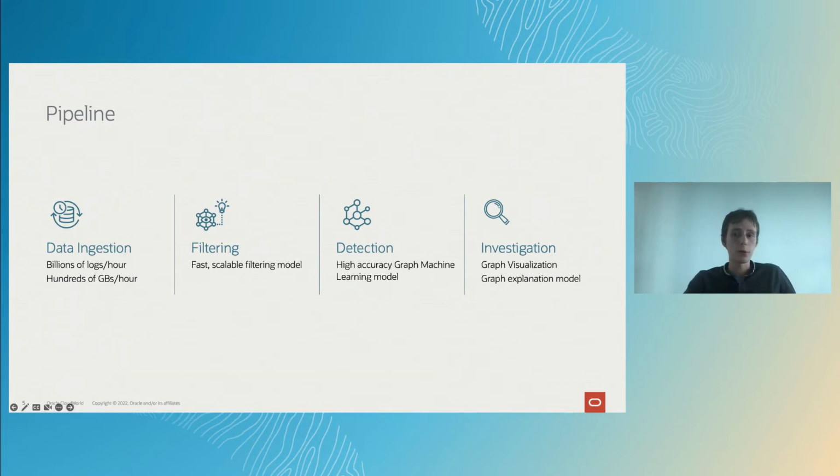The fourth step of the pipeline is the investigation step: being able to visualize the incident as a graph, and then explain exactly what someone is looking at. This could also include the response side of things, so the suggested actions to follow up. Now we're going to go into the specifics of each of these 4 steps, starting with the data ingestion.